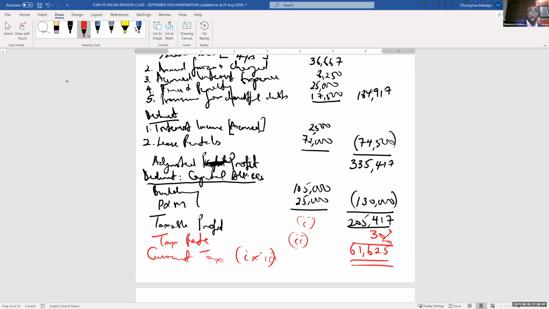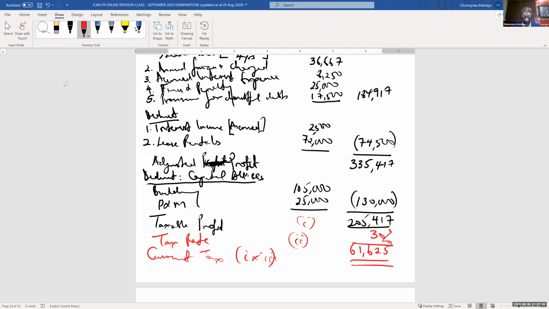That is that. Any question on this? Yes, Mr. Muyo. Just a quick one. Can you hear me? Yeah. Okay. The lease rentals. They said the annual lease rental is 72 million and was paid on 31st December. Isn't that a deduction before arriving at the accounting profit?